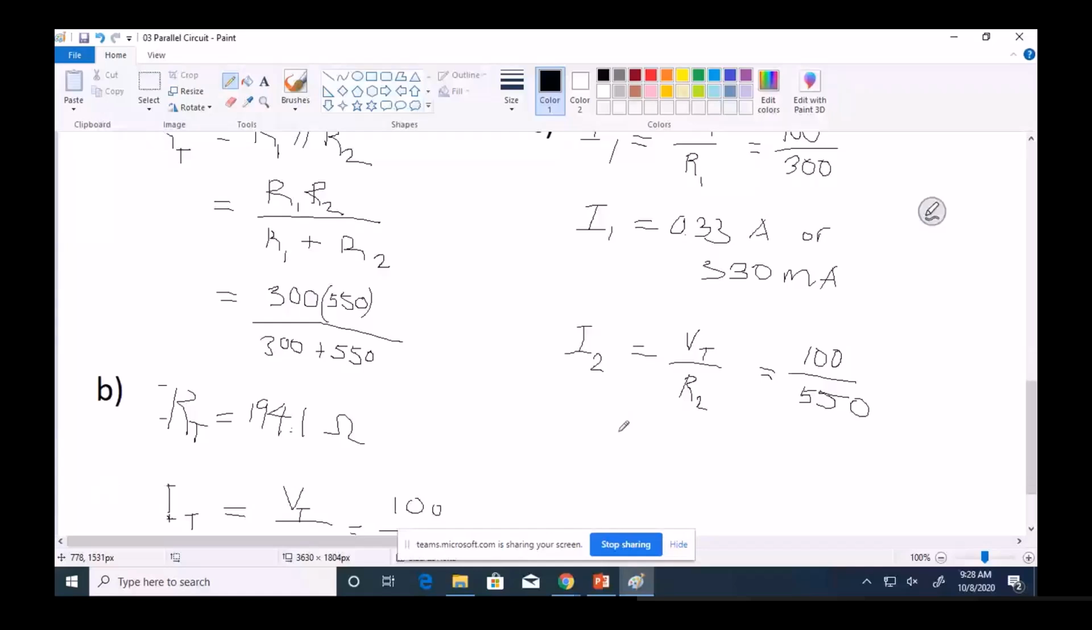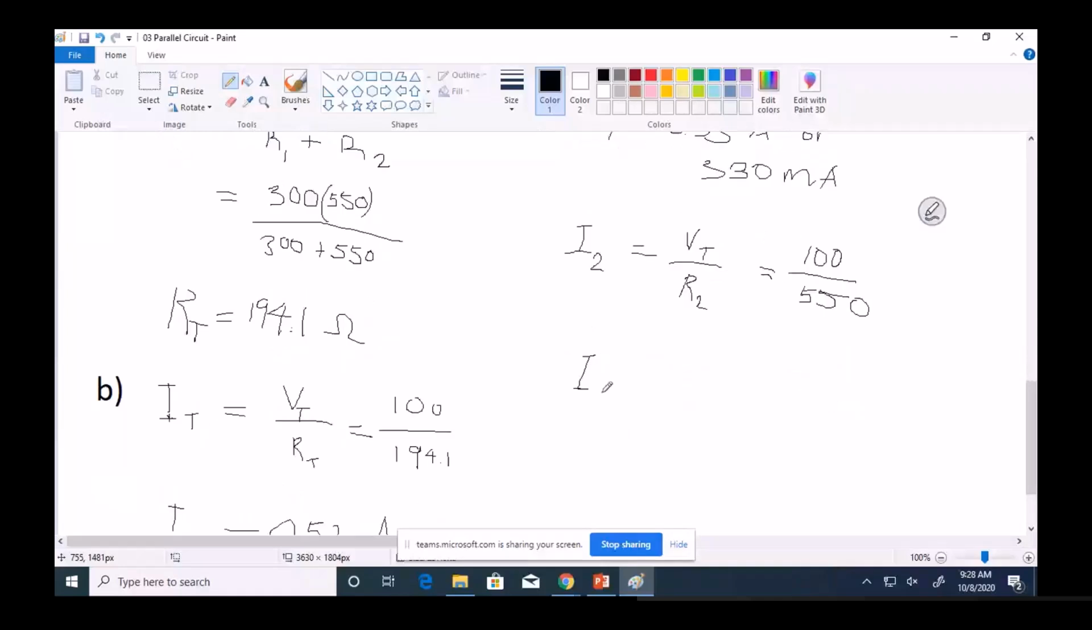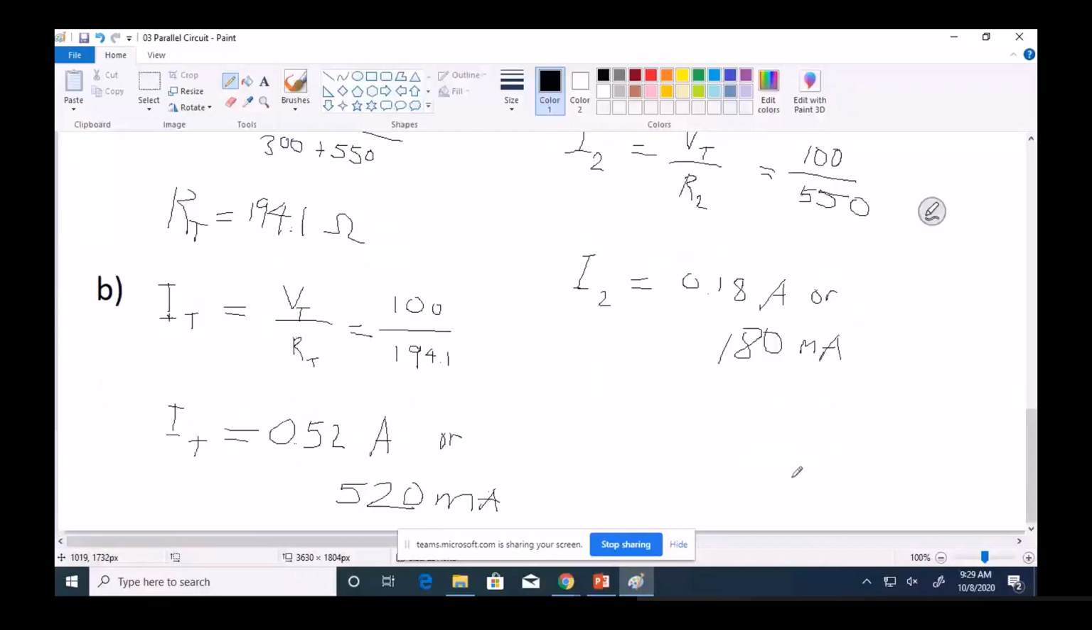0.18. Yes. Okay, thank you. You may also write this one as 180 milliampere. So the good thing is, if you know Ohm's law, it's easy to calculate if you memorize all the formulas and you understand the principle of Ohm's law and DC circuit.